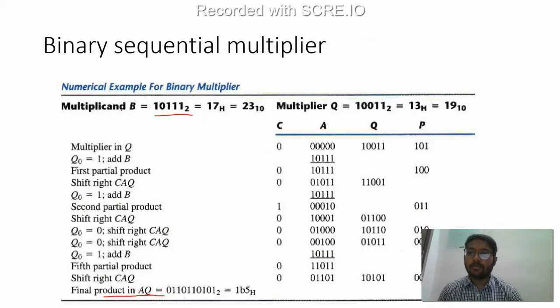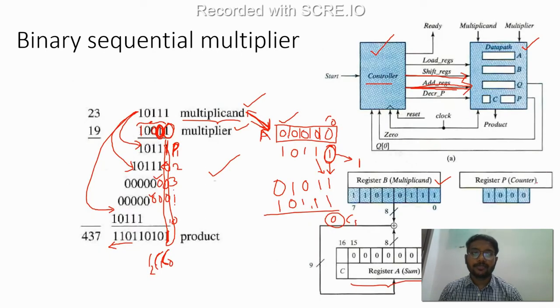Okay, so now we have the multiplicand here, which is 10111, the same example as the previous one, which is 23 in decimal, and we have the multiplier which we are storing in Q, which is 19 in decimal, right? So now we have this multiplier Q, and this is an accumulator which holds the partial product. Initially we load it with all zeros, and this is the counter which I was talking about here.